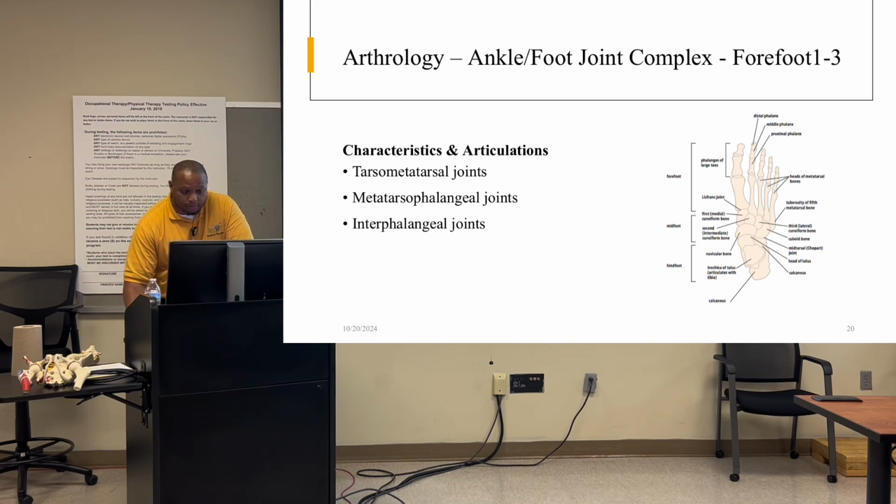Now, you also have your metatarsophalangeal joints. So the metatarsophalangeal joints are where the heads of the metatarsals articulate with the base of the phalanx, or the proximal phalanx. So each of these articulations of the heads of the metatarsal bones with the base of the proximal phalanx, those are your metatarsophalangeal joints. And then below those, or distal to those, are your interphalangeal joints.